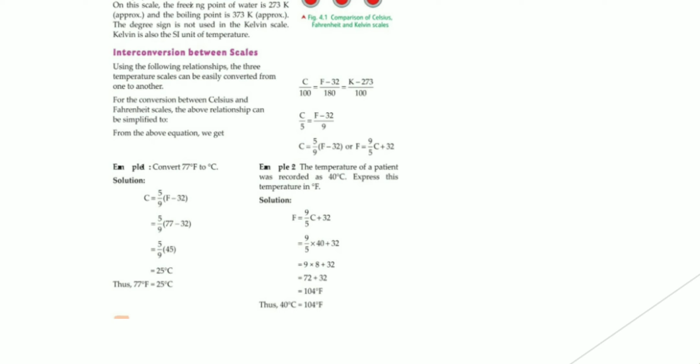Secondly, the temperature of a person was recorded as 40 degrees C. Express this temperature in Fahrenheit. Now the solution is F is equal to 9 by 5 into C plus 32. This we already know. So here we will write F is equal to 9 by 5 into, instead of C we will write 40 plus 32. So 5 ones are 5, 5 eights are 40, simplification. So this will be equal to 9 into 8 plus 32, that is equal to 72 plus 32 equal to 104 degree F. Thus 40 degree C is equal to 104 degree F.